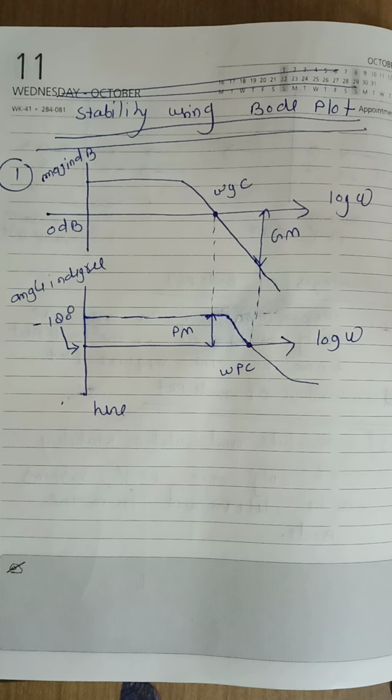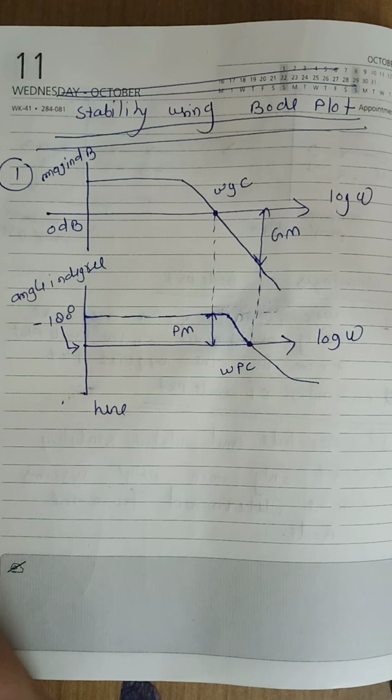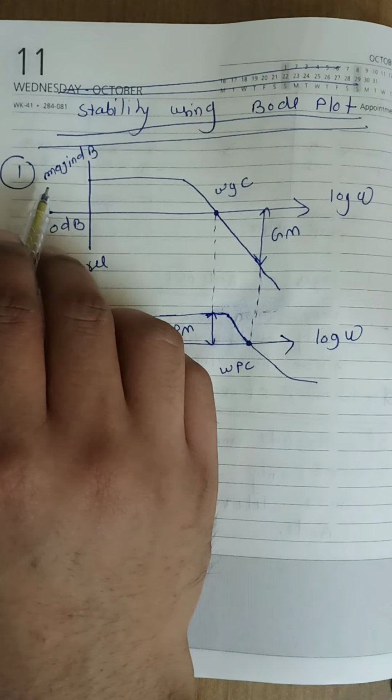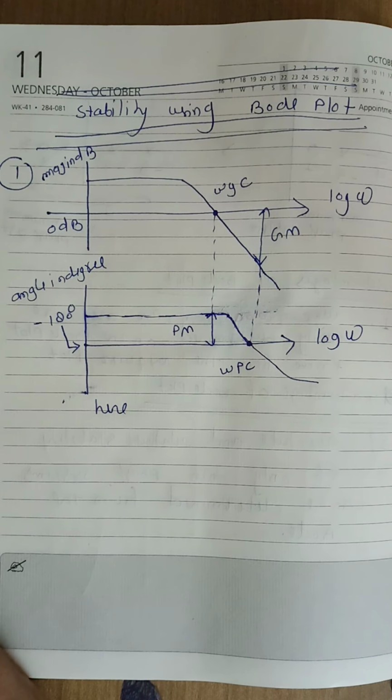So here we will focus on how we can define gain crossover frequency, phase crossover frequency, gain margin, and phase margin directly from the bode plot, and how we can determine the stability of the system using gain margin and phase margin. So here we have two diagrams. First we will define the magnitude plot. In the magnitude plot, on the horizontal scale we are taking log omega, on the vertical scale we are taking magnitude in dB, and here the 0 dB line will be the reference line.